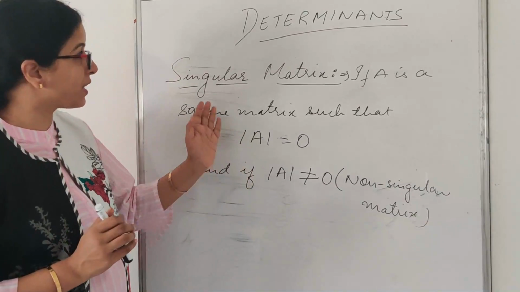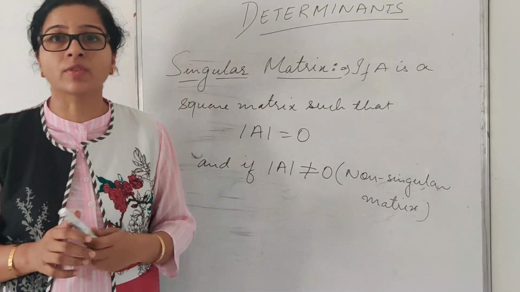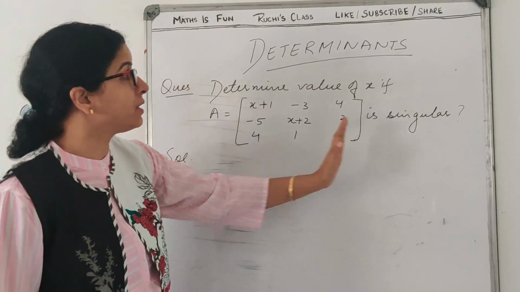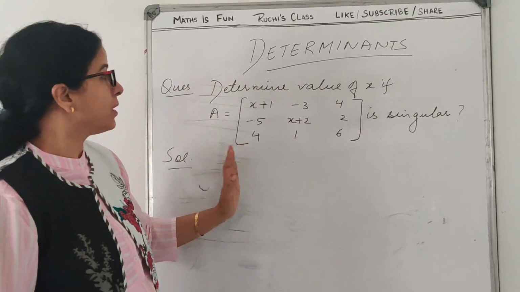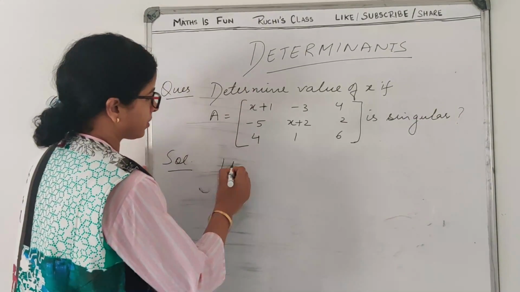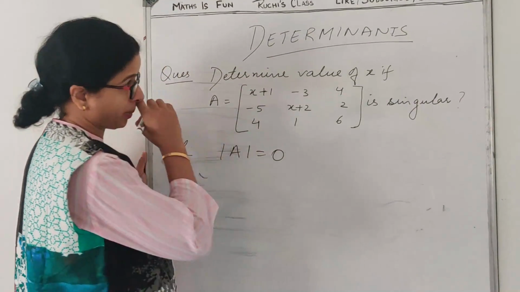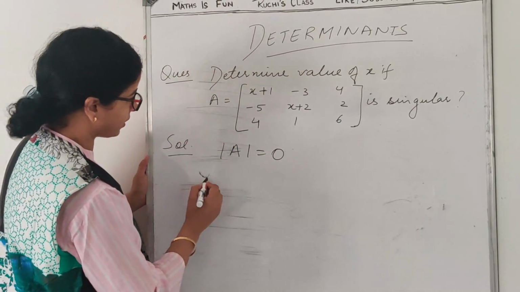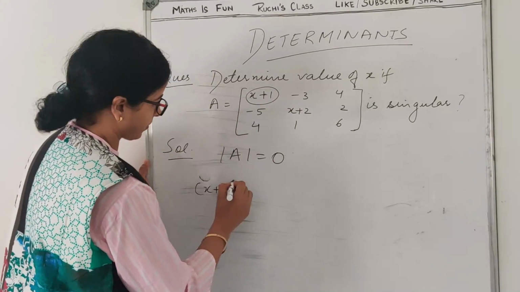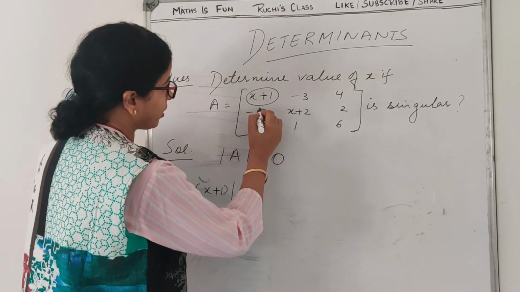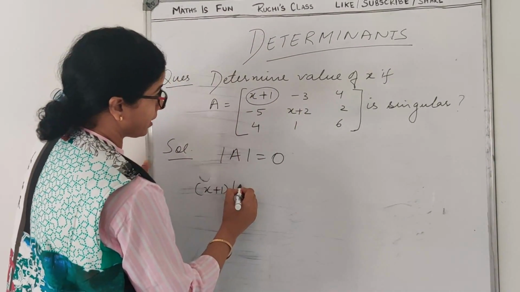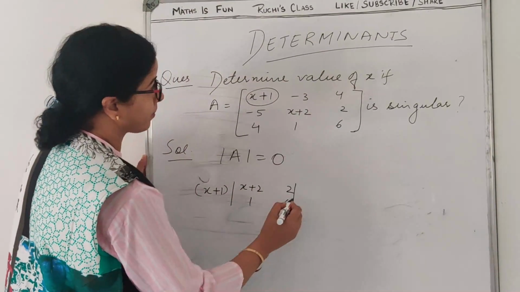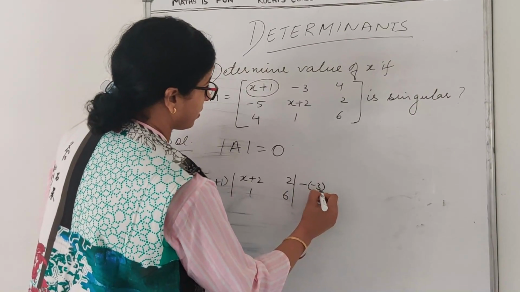So on the basis of that, we will get some questions to find the value of the unknown quantity. So this is the question: determine the value of x if A is singular. So it means the determinant A is equal to 0, right? Singular means determinant A is equal to 0. Now we'll calculate the value of the determinant. So we'll take this element and leave the corresponding row and column. So what are you getting? x plus 2, 2, 1, 6. Okay. Minus of minus 3.